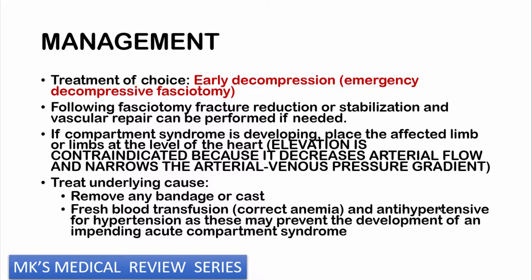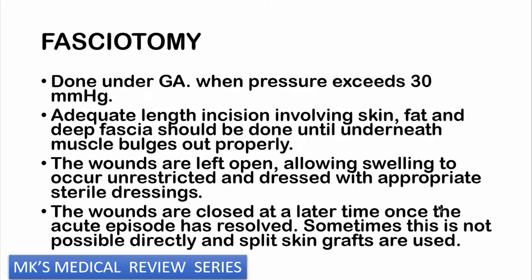Then when you're performing a fasciotomy, remember that this is going to be done under general anesthesia. And this is often done when the pressure in the compartment is going to be exceeding 30 millimeters of mercury. So ensure that when you're doing this fasciotomy, you have an adequate length of the incision into the skin. You're going to be cutting into the fat. You're going to be cutting into the deep fascia. And you should do this until the underlying muscle actually bulges out very properly and the pressure has been relieved.